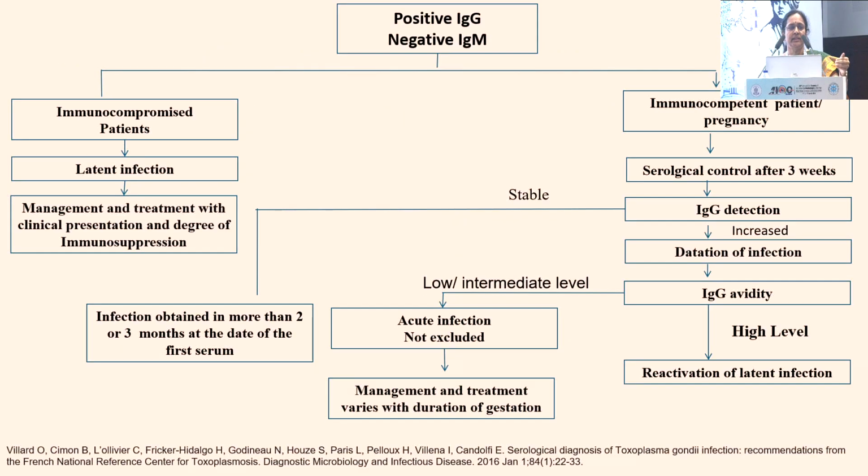Next, most of the times antibodies are negative due to the ephemeral phenomenon in case of ocular toxoplasmosis. Invariably, the IgM is negative, the IgG comes positive. Then we divide the patient as immunocompromised or immunocompetent. Suppose it's immunocompetent, we assess the serological antibodies and IgG is detected, which is increasing. And IgG avidity high level indicates reactivation of a latent infection, while low or intermediate level indicates acute infection.